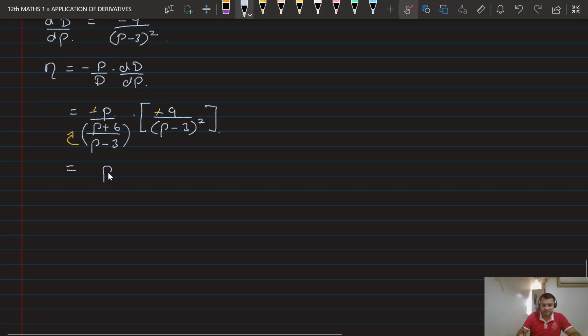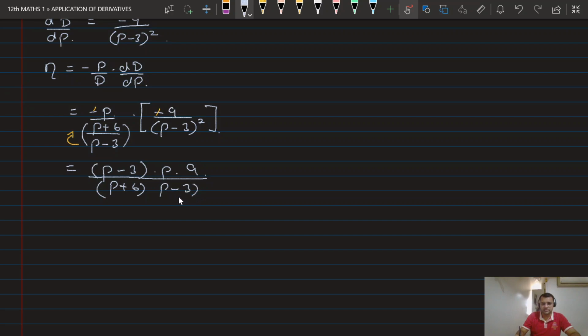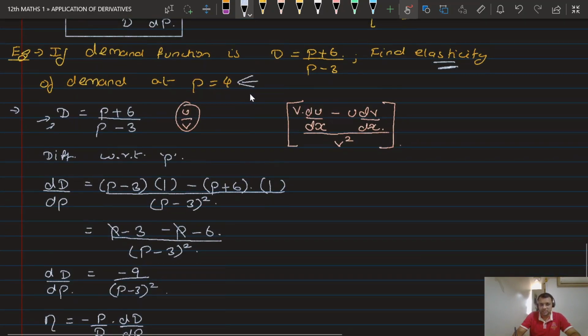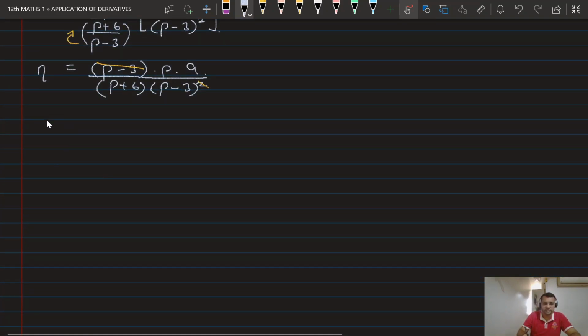So I will get p minus 3 into p into 9. This p plus 6 remains there in the denominator, and p minus 3 as of now stays there, but now I can even cancel off this. This is your required function for elasticity, but we are interested in elasticity when the price is 4. So now the last part says substitute p is equal to 4.